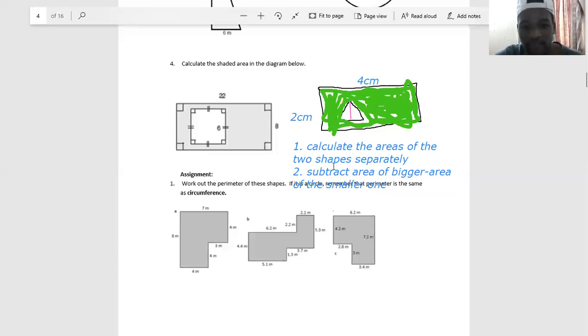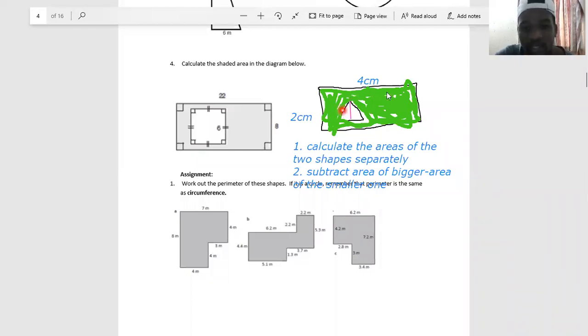In this case, this would be the area of the rectangle. So first step, remember, you calculate the area of the rectangle separately and the area of the triangle separately. You get those two answers: some number in centimeters squared for your rectangle, and some number in centimeters squared for your triangle.